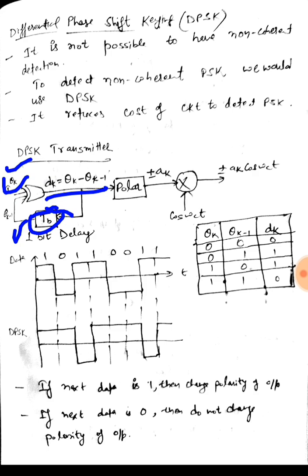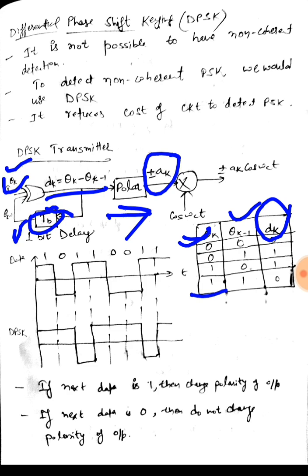So if theta k and theta k minus 1 are the two inputs, at the output of the XOR gate we would get dk. If both the inputs are of the same polarity, that is 0 0 or 1 1, we would get 0. And if 0 and 1 are there, for opposite polarity, then we would get dk as 1. Then we will feed it to the circuit to produce the polar form.